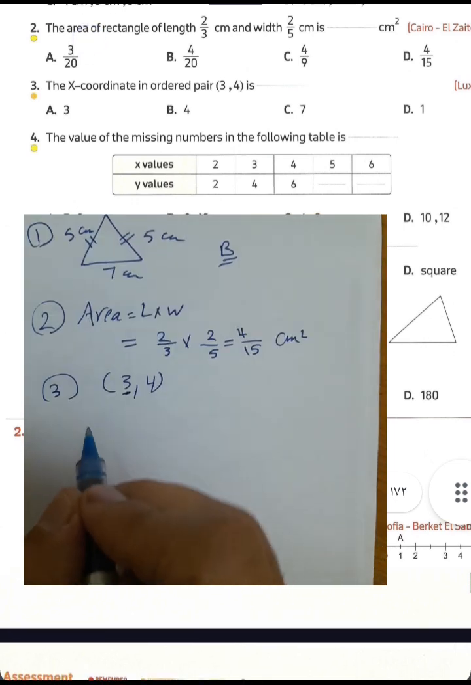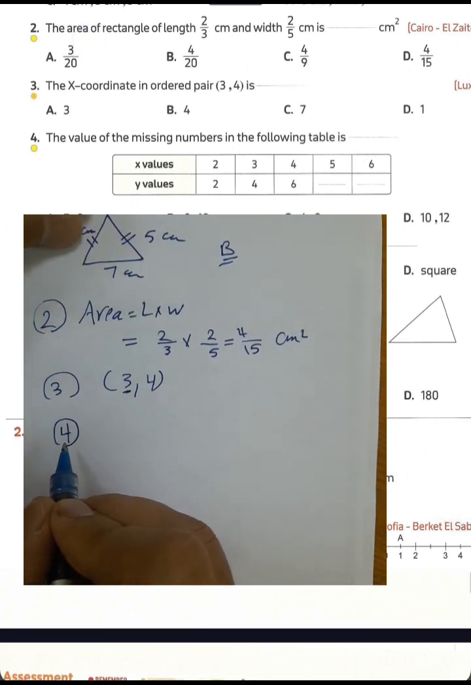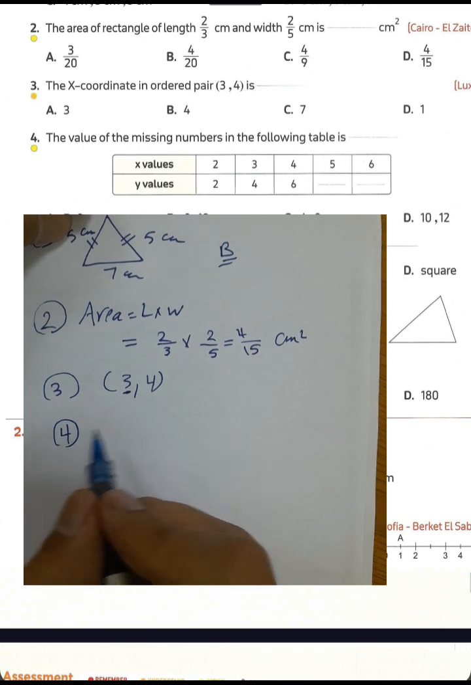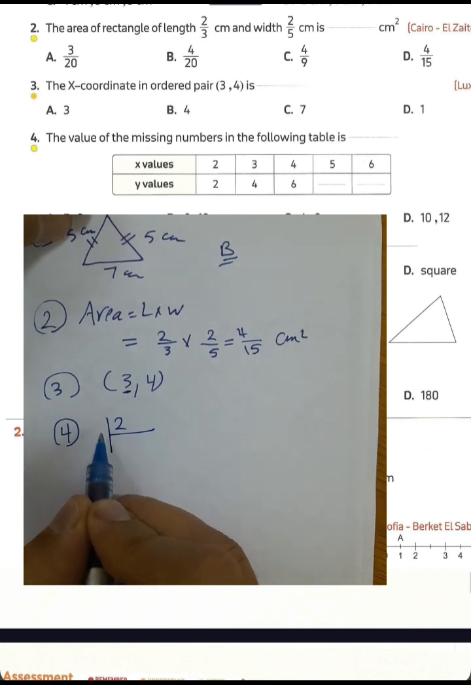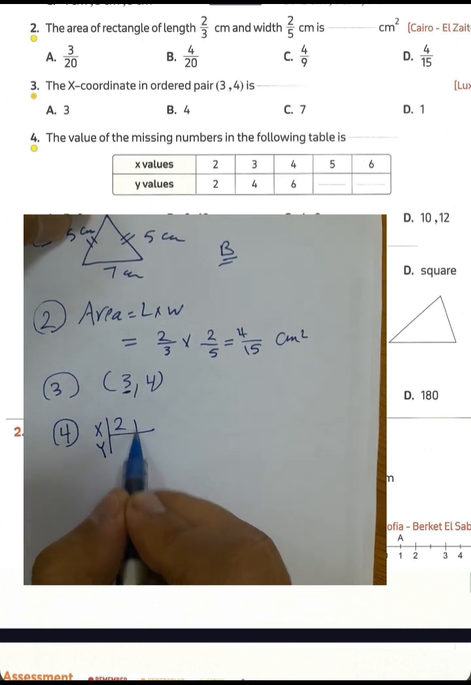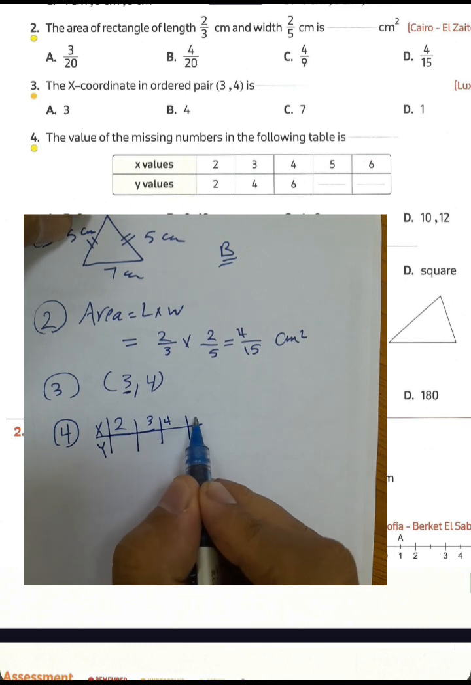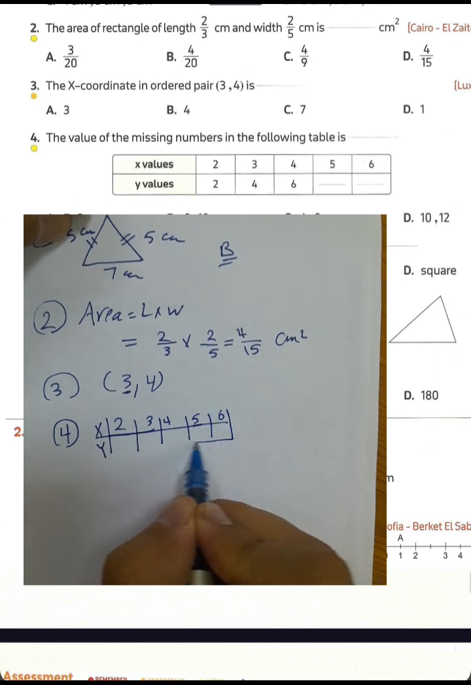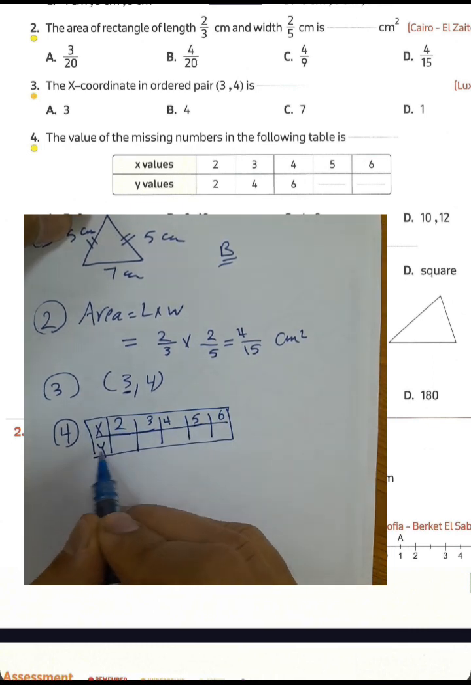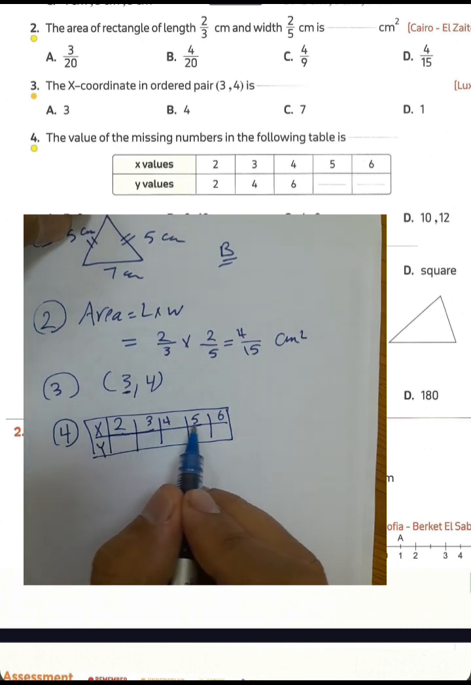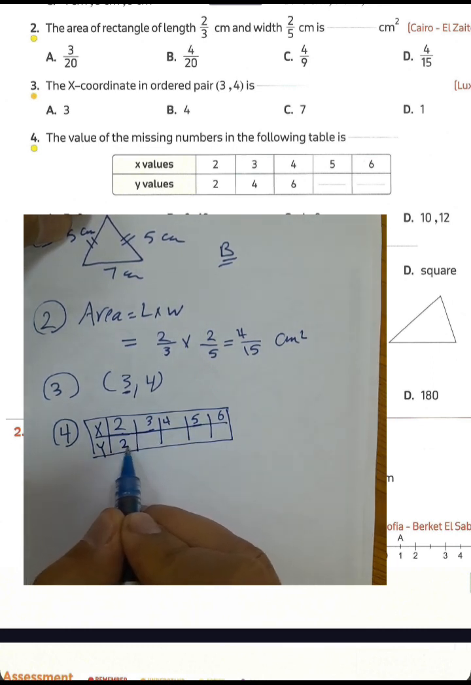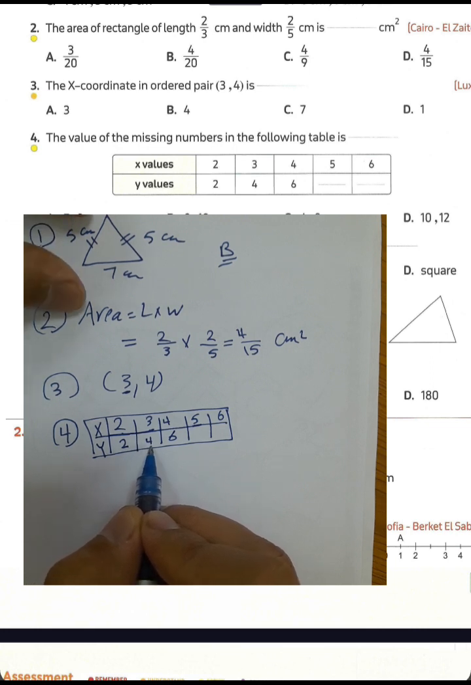Question number 4. The value of the missing number in the table. We have x and y. x is 2, 3, 4, 5, 6. And y is 2, 4, 6. 2 times 2 equals 4. Then 4 plus 2 equals 6.